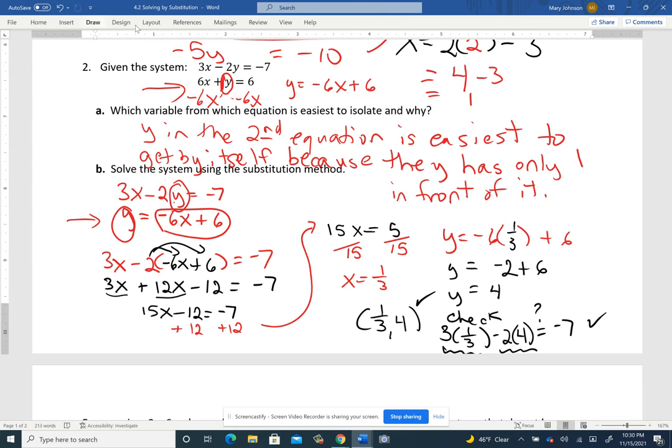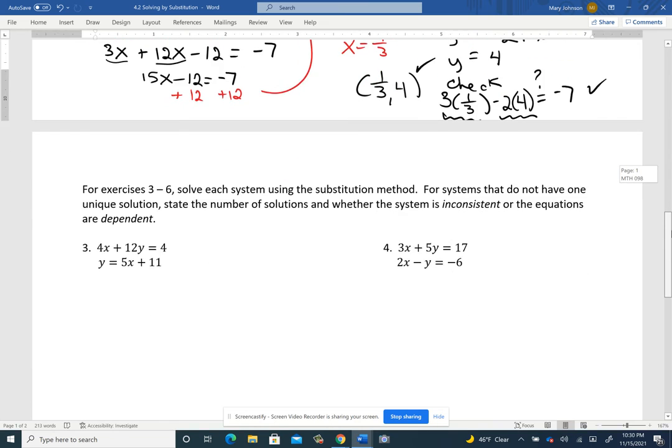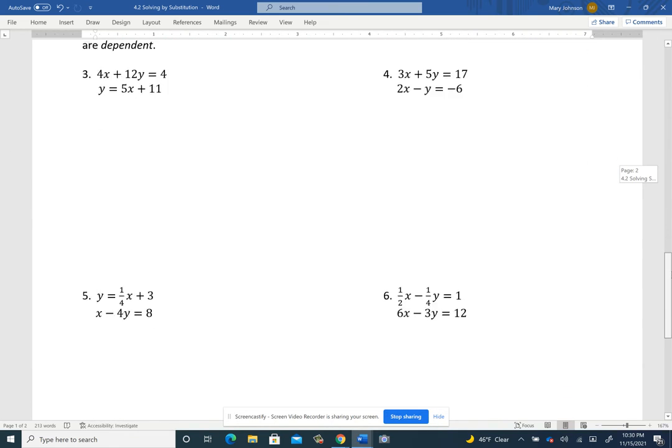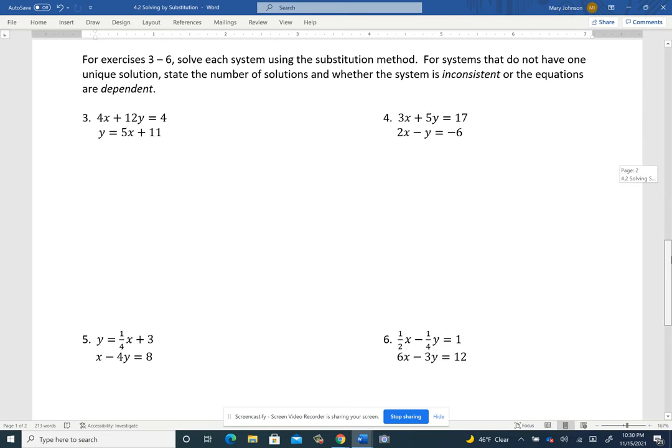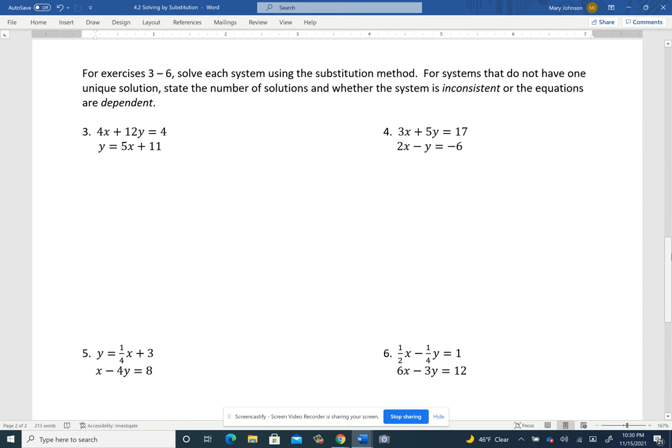All right, so let me do a couple more. All right, so here's a few more to do. Okay. These two are kind of ready to go. They've already got the y, a variable already by itself. This one doesn't, and that y would be the easiest one to get by itself because it has an understood -1 in front of it. And then here I'm going to clear the fraction, and then that'll make it pretty easy to get by itself as well.